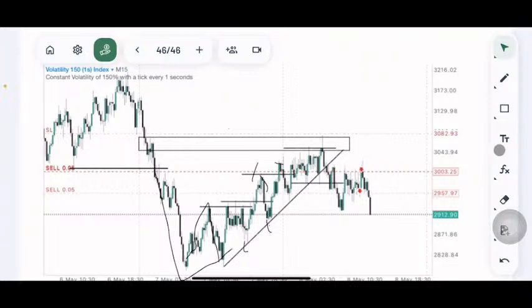As soon as I saw this sweep, that was when I entered my trade here. This was a raid of liquidity, so I quickly entered my trade here. I can see how smoothly price dropped, and that's how it dropped up to this level. And I'm going to take my profit at about this point.